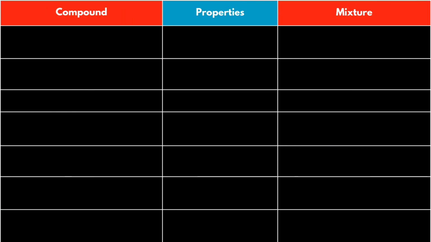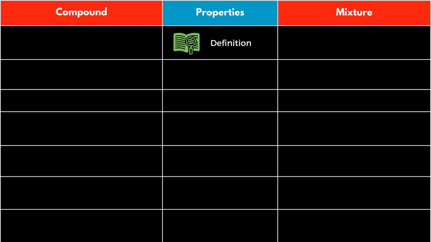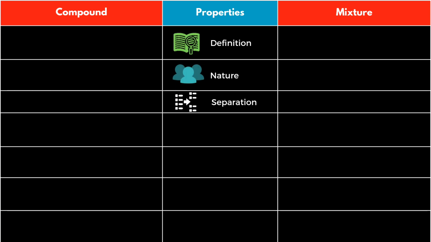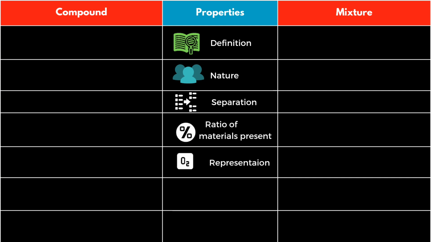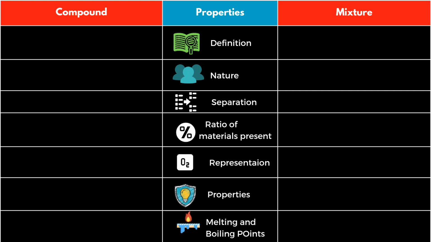Now, at last, before winding up this session, we should know what the basic difference between a mixture and a compound is. So, let's have a brief look at it. There are 8 factors under which we can easily tell the difference between a mixture and a compound. They are: by definition, by their nature, by how we are separating them, that is separation methods, the ratio of composition, by how we are representing them, that is representation, by their properties, and by their boiling points and melting points.